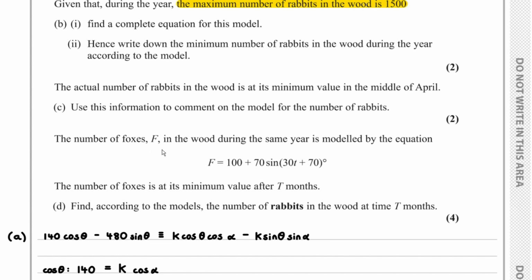The number of foxes F in the wood during the same year is modelled by the equation F equals 100 plus 70 sine of (30t plus 70) degrees. The number of foxes is at its minimum value after t months. Part D. Find, according to the models, the number of rabbits in the wood at time t months.